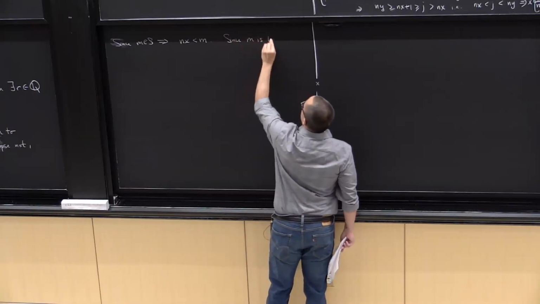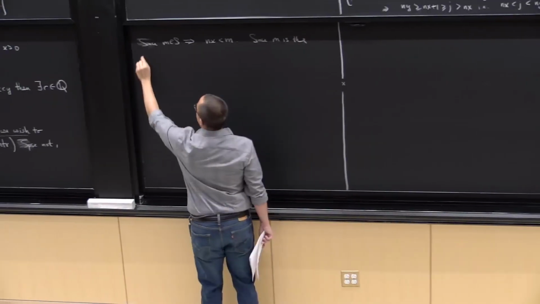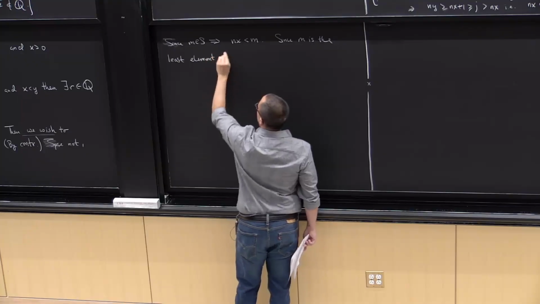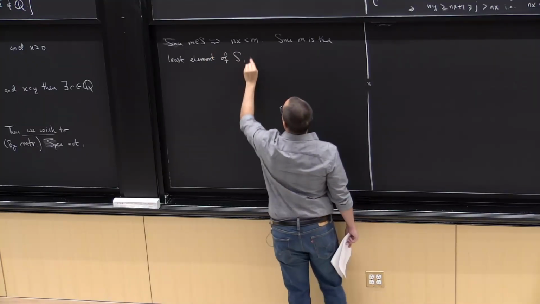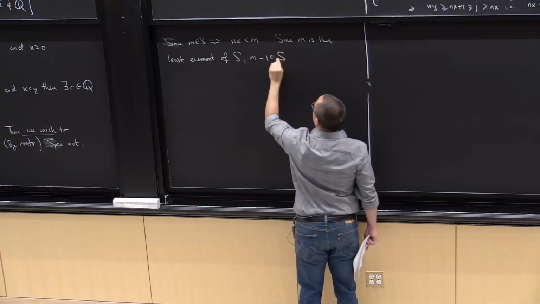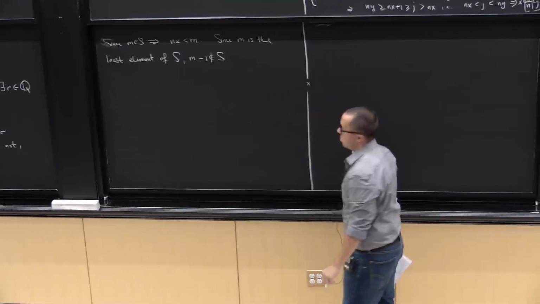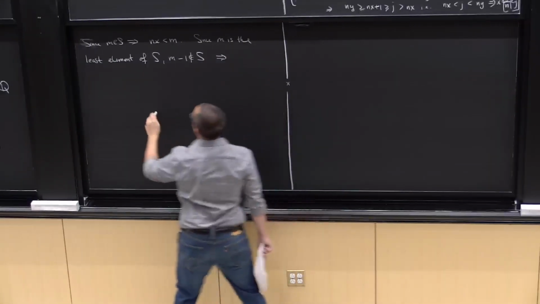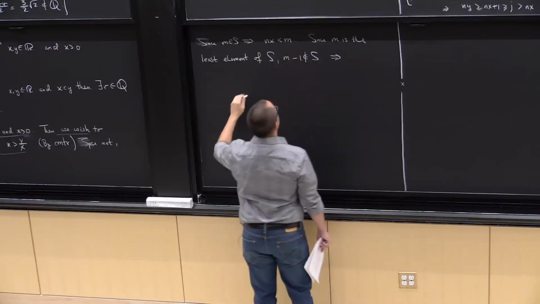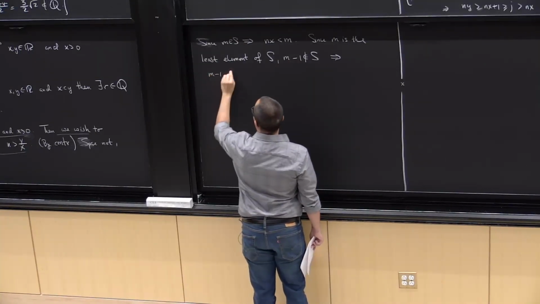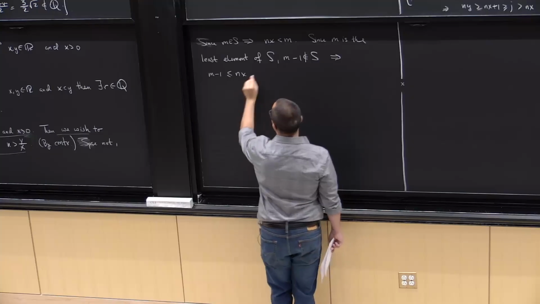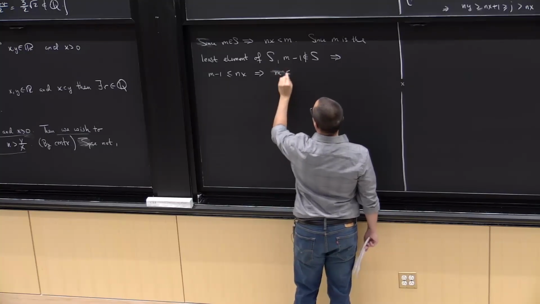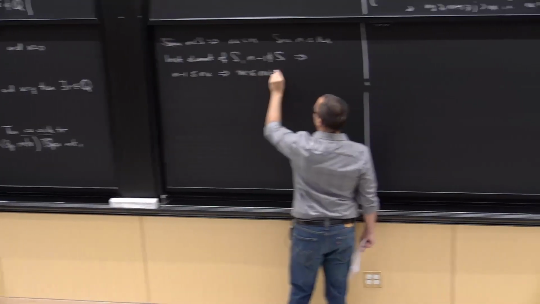Since m is the least element of S, m minus 1 is not in S, okay? So that implies that m minus 1 not in S means m minus 1 is less than or equal to n times x, i.e. m is less than or equal to n times x plus 1.